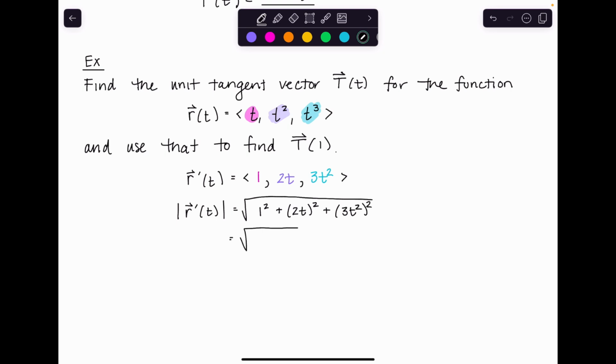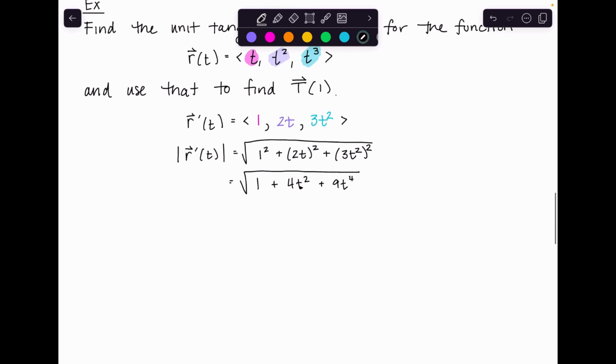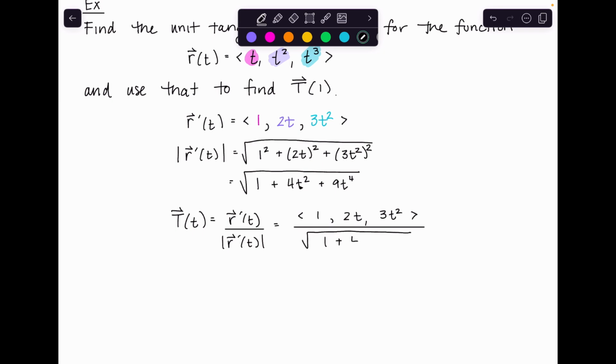So the length of this vector, again, is dependent upon t. That is the square root of 1 plus 4t squared plus 9t to the fourth. So in general, the unit tangent vector at any t value is going to be where we take the derivative and divide it by the length of the derivative vector. So I'm taking 1, 2t, and 3t squared, and I'm dividing that by the square root of 1 plus 4t squared plus 9t to the fourth.